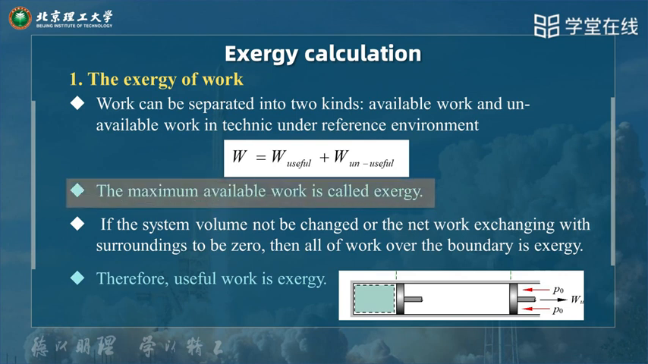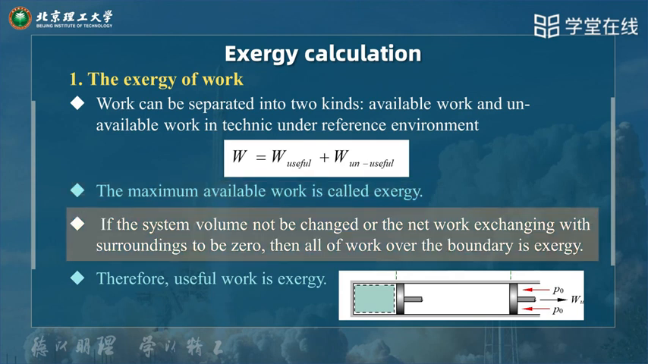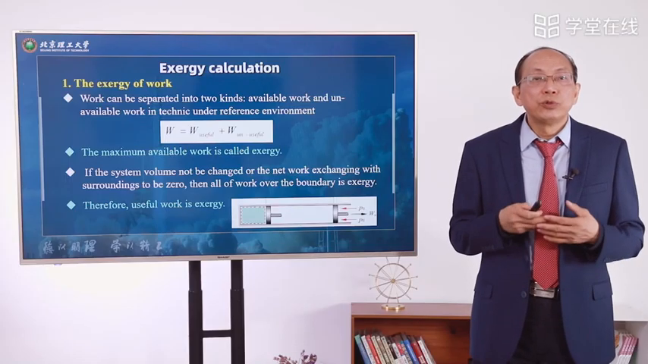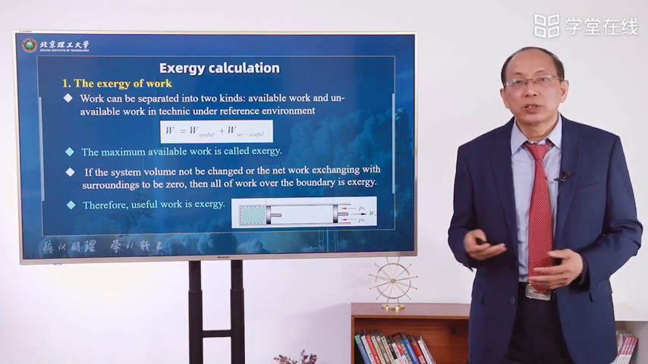The maximum available work is called exergy. If the system volume does not change, or the net work exchanged with the surroundings is zero, then all of the work over the boundary is exergy. Therefore, the useful work is just the exergy.